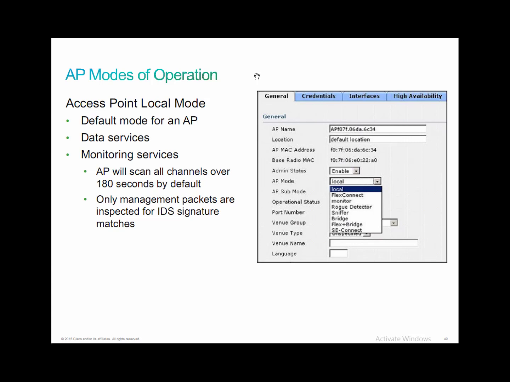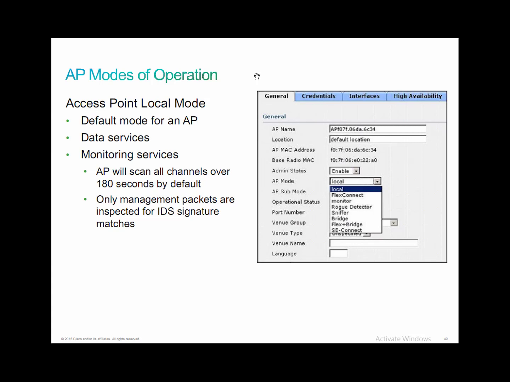Each mode has its own purpose. Like I said, different models might not support some of these modes, and some APs might support some of these modes. To change the AP mode, you go under Wireless, go under Access Points, go under All APs, select the AP, and then you can change the mode of the AP under the General tab. Local is the default operation for most Cisco APs when they connect to the controller.